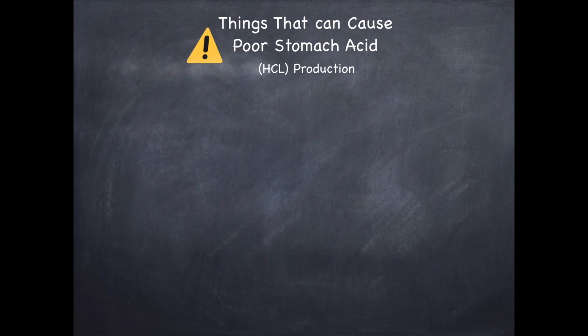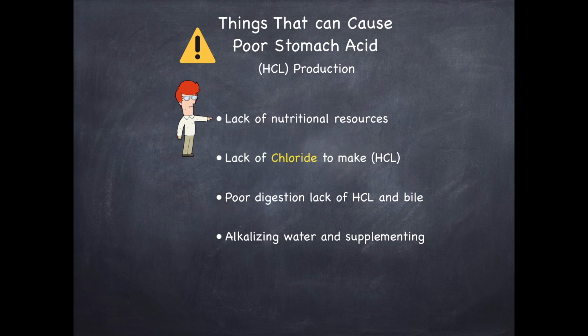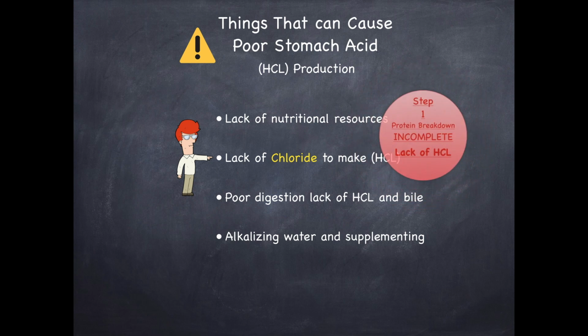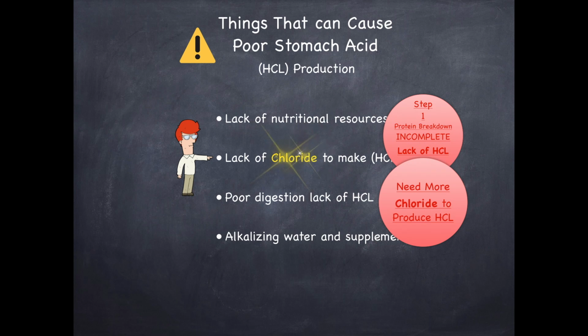So, what causes poor stomach acid production in the first place? Lack of nutritional resources, in particular chloride. You're not getting it in your diet, or you're not breaking it down, or you're avoiding unrefined salt, salt that's straight out of the ground. But remember, if we don't have enough chloride in our system, that's the ingredient our body mixes with water to make hydrochloric acid. That's how our digestive system has evolved. We're supposed to have chloride and hydrochloric acid.